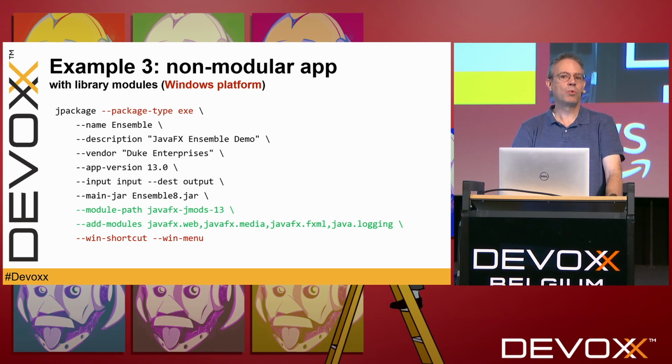So this next example is one, and I'll run, like I said, the first several of these I'll show. This one is taking, again, a non-modular jar with an application and using a third-party library. In this case, I chose one near and dear to my heart, JavaFX. And so we have a module path that we specify with the jmods, JavaFX-jmods-13, which you can download. And then we specify which modules we want. Some of them are JavaFX modules, the first few there, and then we also say we need java.logging. So that's what my non-modular jar, the ensemble8.jar, needs. And then, again, we specify that we want a shortcut.